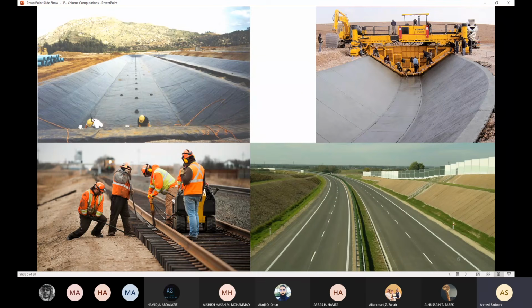So here we have the cross section and the length inside here is a profile. Again, here we have the cross section and here we have the profile. Here we have cross section and here we have the profile.